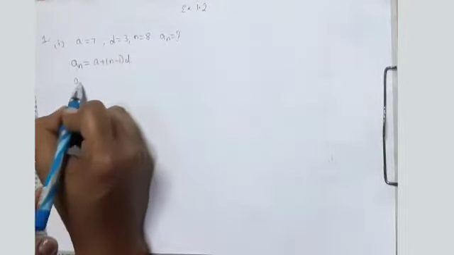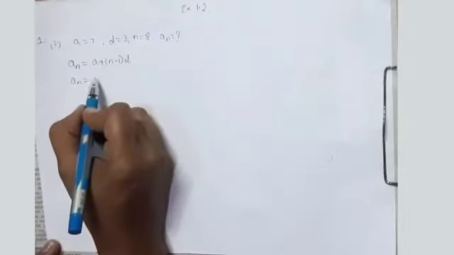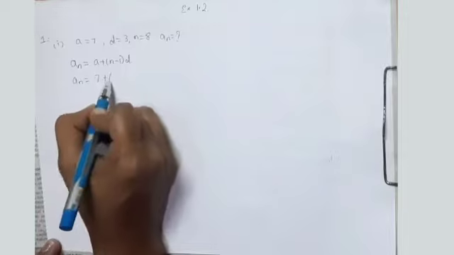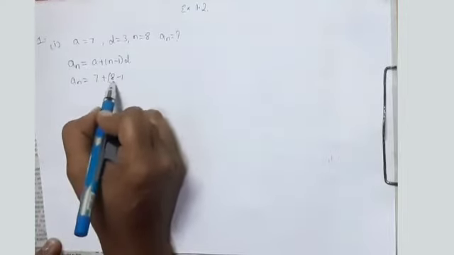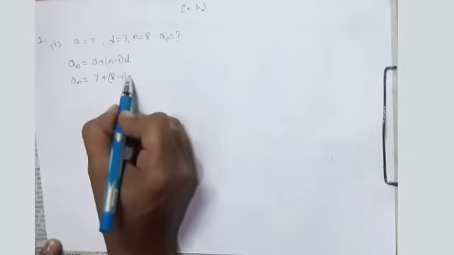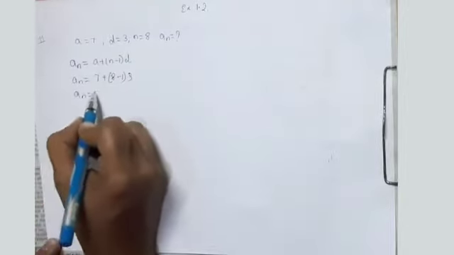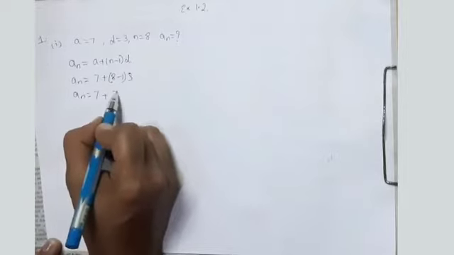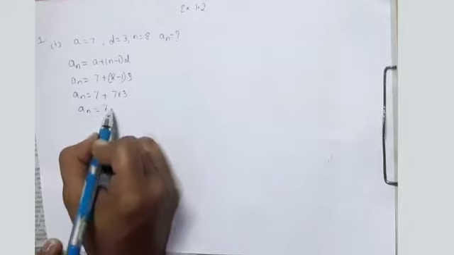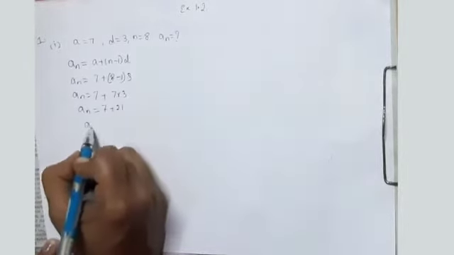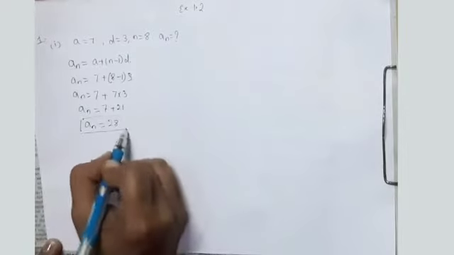So An is equal to, now substitute the values of A, D and N. A given for us is 7 plus (N minus 1, that is 8 minus 1) into D, given for us as 3. So An is equal to 7 plus 7 into 3. An is equal to 7 plus 21. Therefore, the value of An is 28.